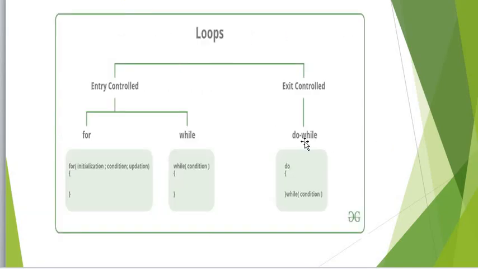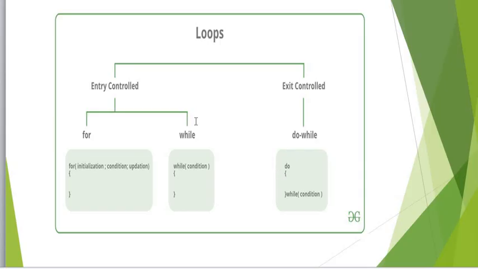This is the diagrammatic representation of loops. Loops is classified into two types. One is entry control and the other one is exit control. There are two loops which comes under entry control. One is for loop and the other one is while loop. Under exit control, do while loop comes. This is the syntax for loop and this is the syntax for while loop and this is the syntax for do while loop.